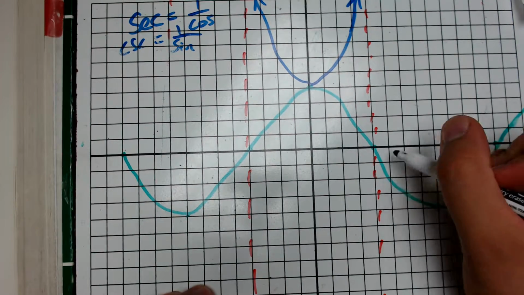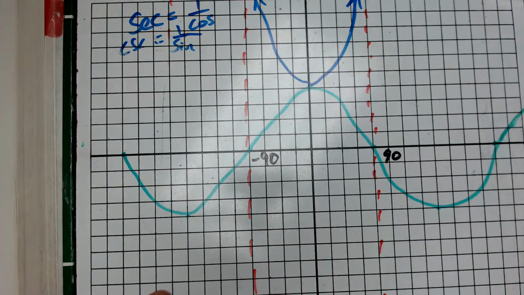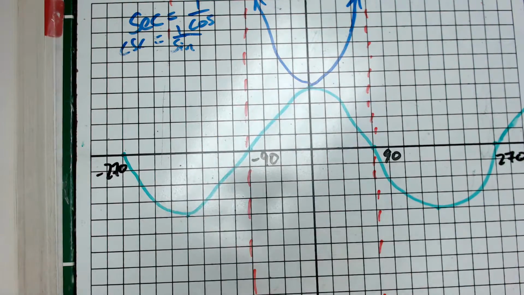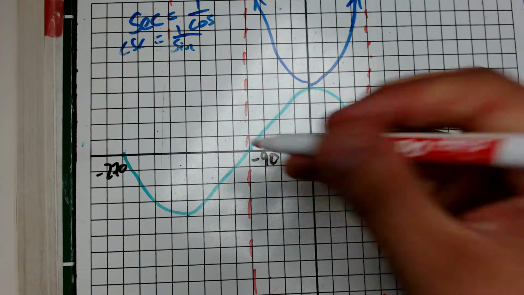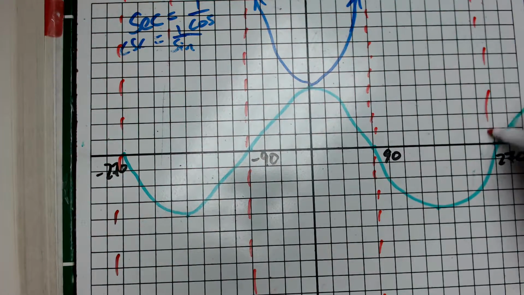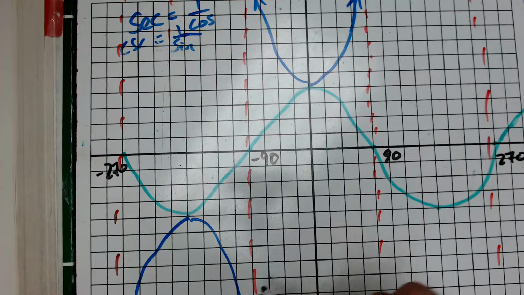So here we've got positive 90 degrees, here we've got negative 90 degrees, and then the next one will be at positive 270, and then at negative 270. Those are where the asymptotes would be. And then, again, the opposite of the crests, we put parabolas. All right, and that's the graph of secant.